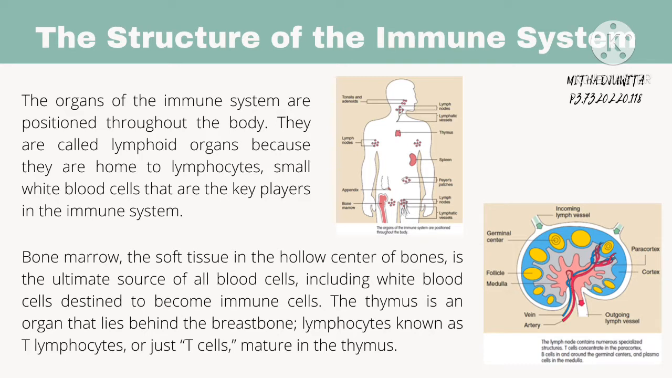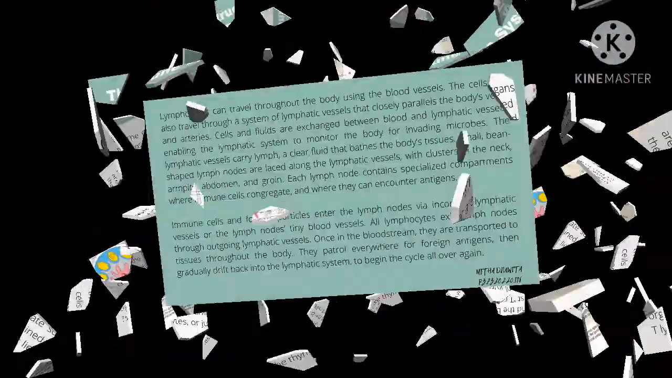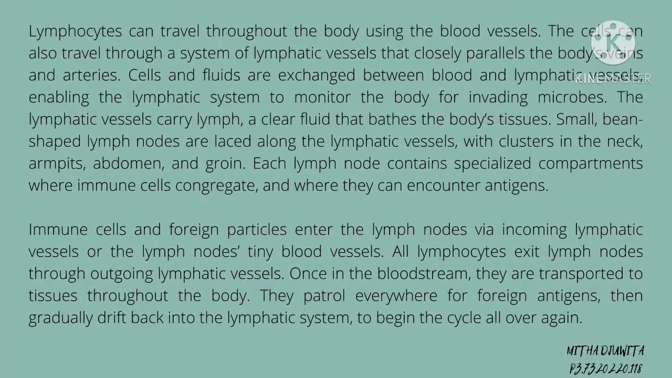The thymus is an organ that lies behind the breastbone. Lymphocytes known as T lymphocytes, or just T cells, mature in the thymus. Lymphocytes can travel throughout the body using the blood vessels. The cells can also travel through a system of lymphatic vessels that closely parallels the body's veins and arteries.